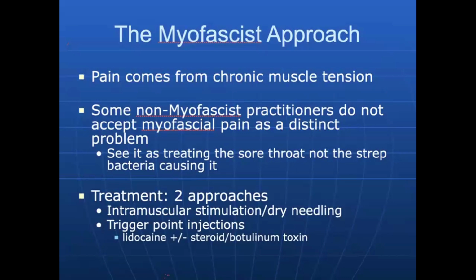In my world, I have two approaches. One is intramuscular stimulation, also known as dry needling. The reason it's called dry needling is because you're not injecting anything. The needle is just used like an acupuncture needle going deep into the muscle. Then you have your trigger point injections. That's where you're actually injecting something into the muscle, whether it be just a numbing medicine like lidocaine. Some people put steroid in there. Some people put Botox injections. Oftentimes, I'll put Traumeel, which is a naturopathic anti-inflammatory, in my trigger point injections. Next slide, please.